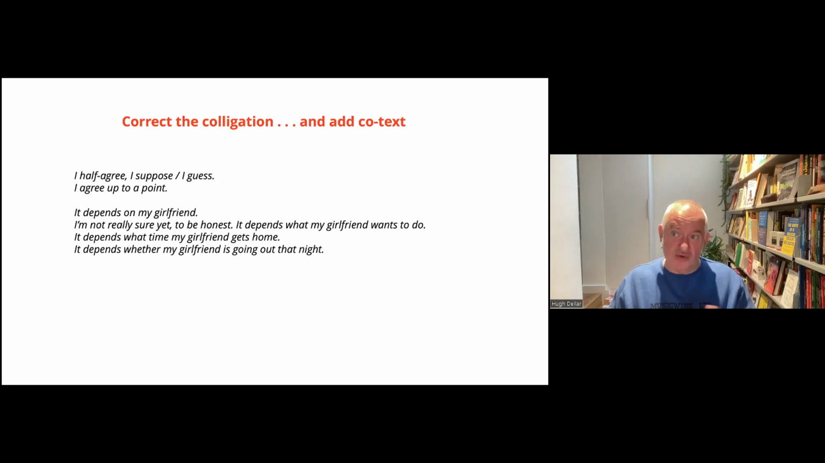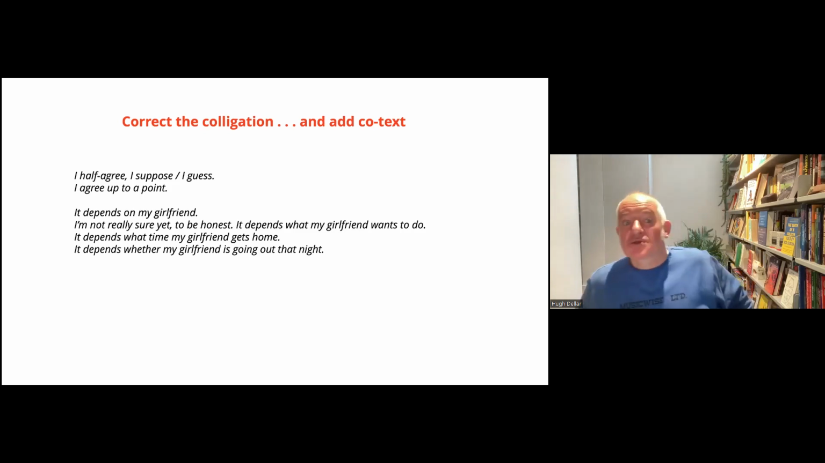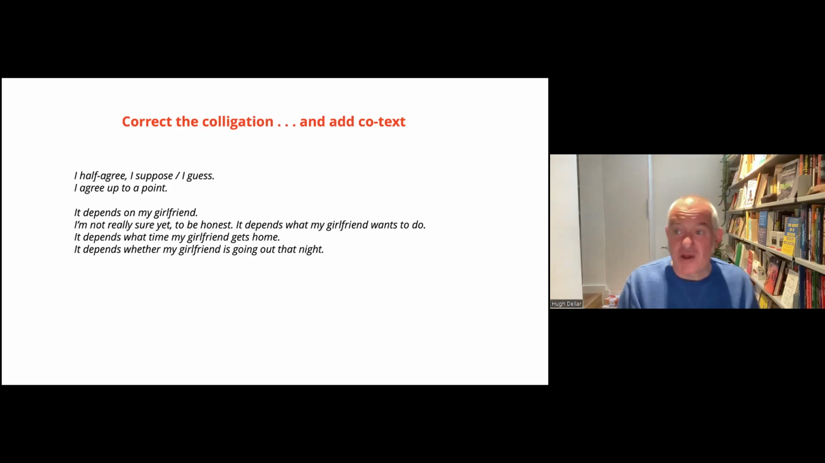And then what you can do to help students maybe get a more condensed, more compressed experience of how those words that they're struggling with work is you can give them a few more examples and you can add some extra language. So you might add something like, yeah, I half agree, I suppose. I half agree, I guess. I agree up to a point, but yeah, it depends on my girlfriend. I'm not really sure yet, to be honest. It depends what my girlfriend wants to do. Depends what time my girlfriend gets home. Depends whether my girlfriend's going out that night or not.